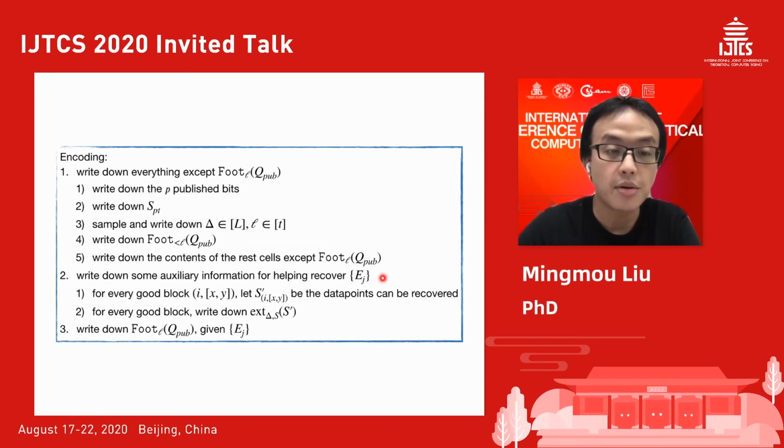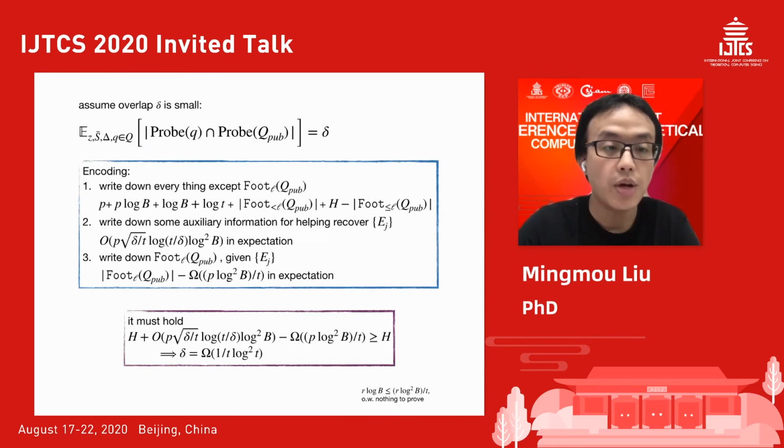In the second step, we write down the auxiliary bits to recover E. Finally, we compress the cells probed by QPub in the L-th round, given E. We assume the new published bits save at most delta probes in expectation. By putting everything together, we conclude that the overlap has to be large to avoid contradiction.